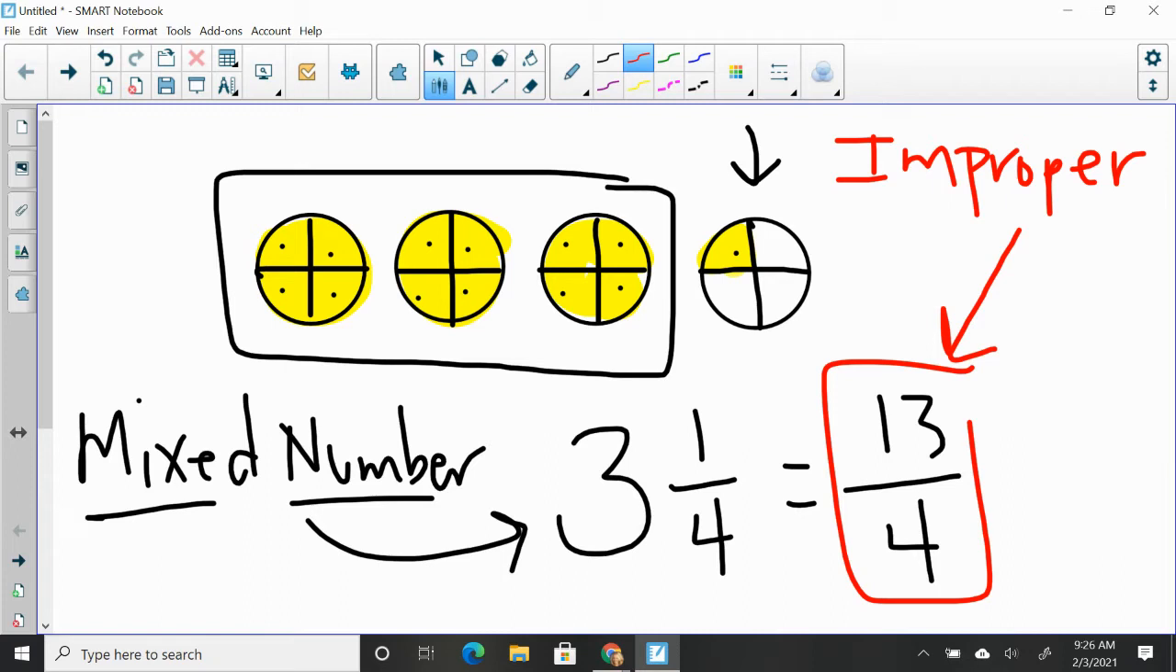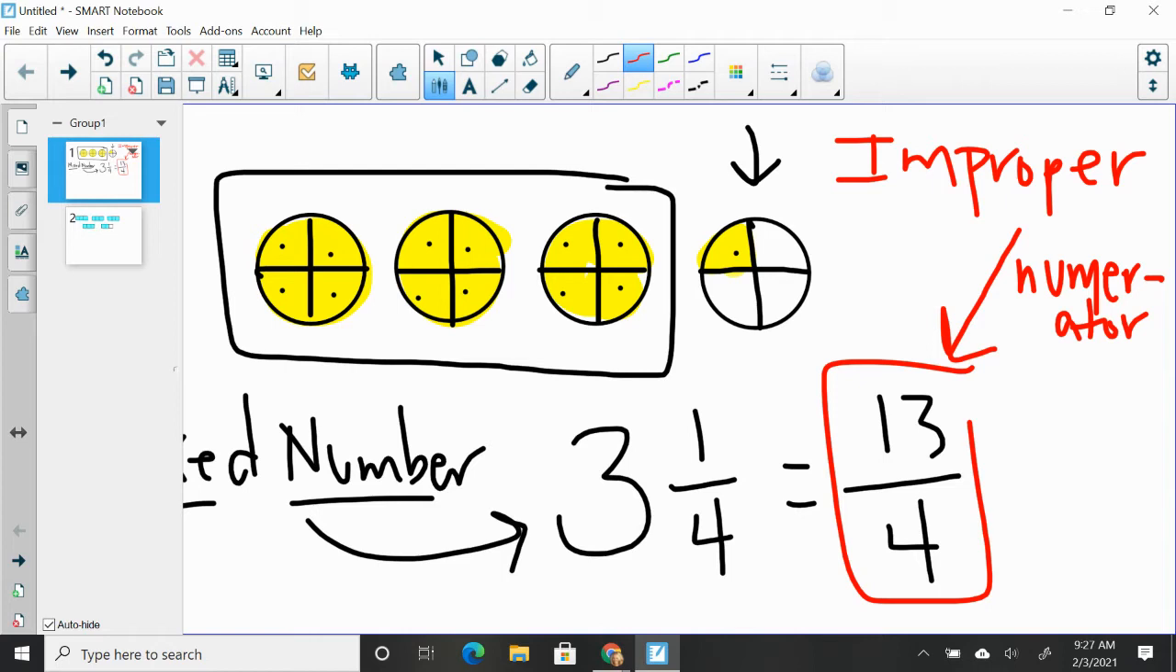So improper means that our numerator, I'm not going to be able to fit this on there, numerator, that means our numerator is larger than our denominator. Okay, so that means that I have enough fourths to make at least 1 whole. In this case, I have enough fourths to make 3 whole. Okay, so I am going to not go to the next slide yet. I want to insert another slide first.